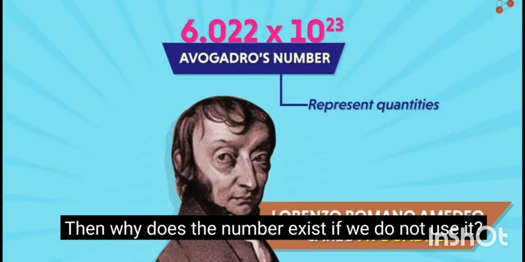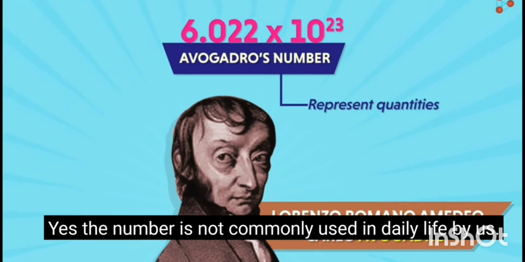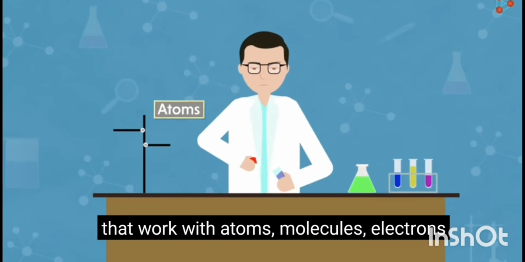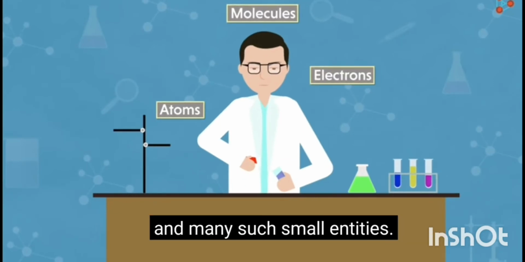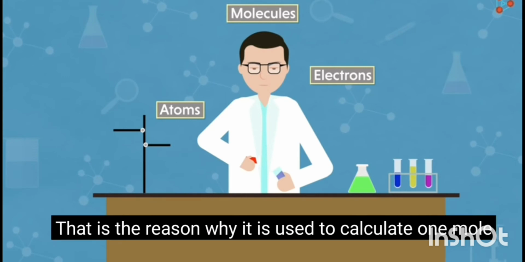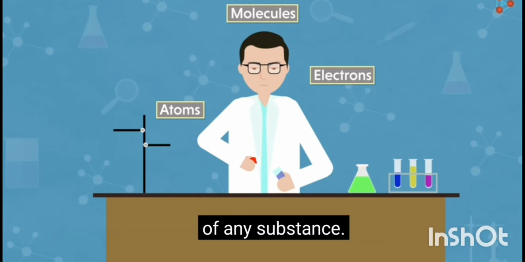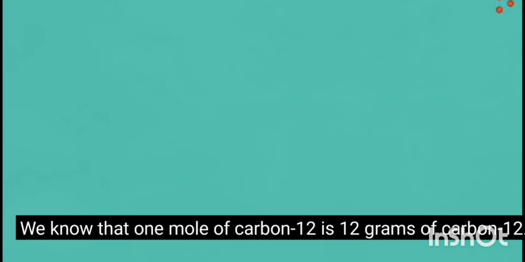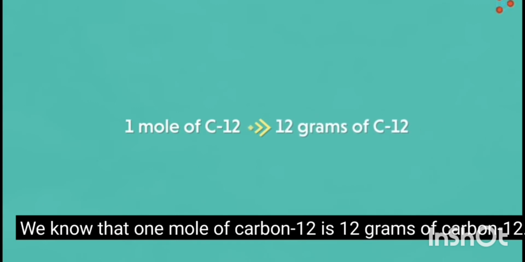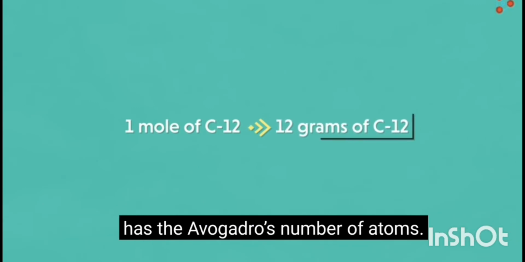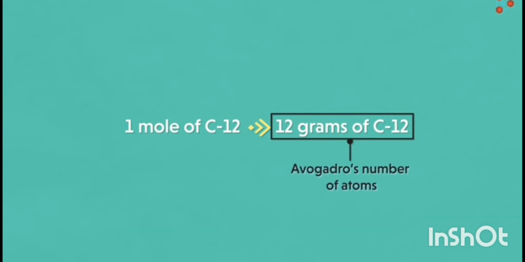Then why does the number exist if we don't use it? Yes, the number is not commonly used in daily life by us. However, it comes to the rescue of chemists who work with atoms, molecules or electrons and many such small entities. That is the reason why it is used to calculate 1 mole of any substance. Let's talk about the last concept. We know that 1 mole of carbon-12 is 12 gram of carbon-12. That's because 12 gram of carbon-12 has Avogadro's number of atoms.